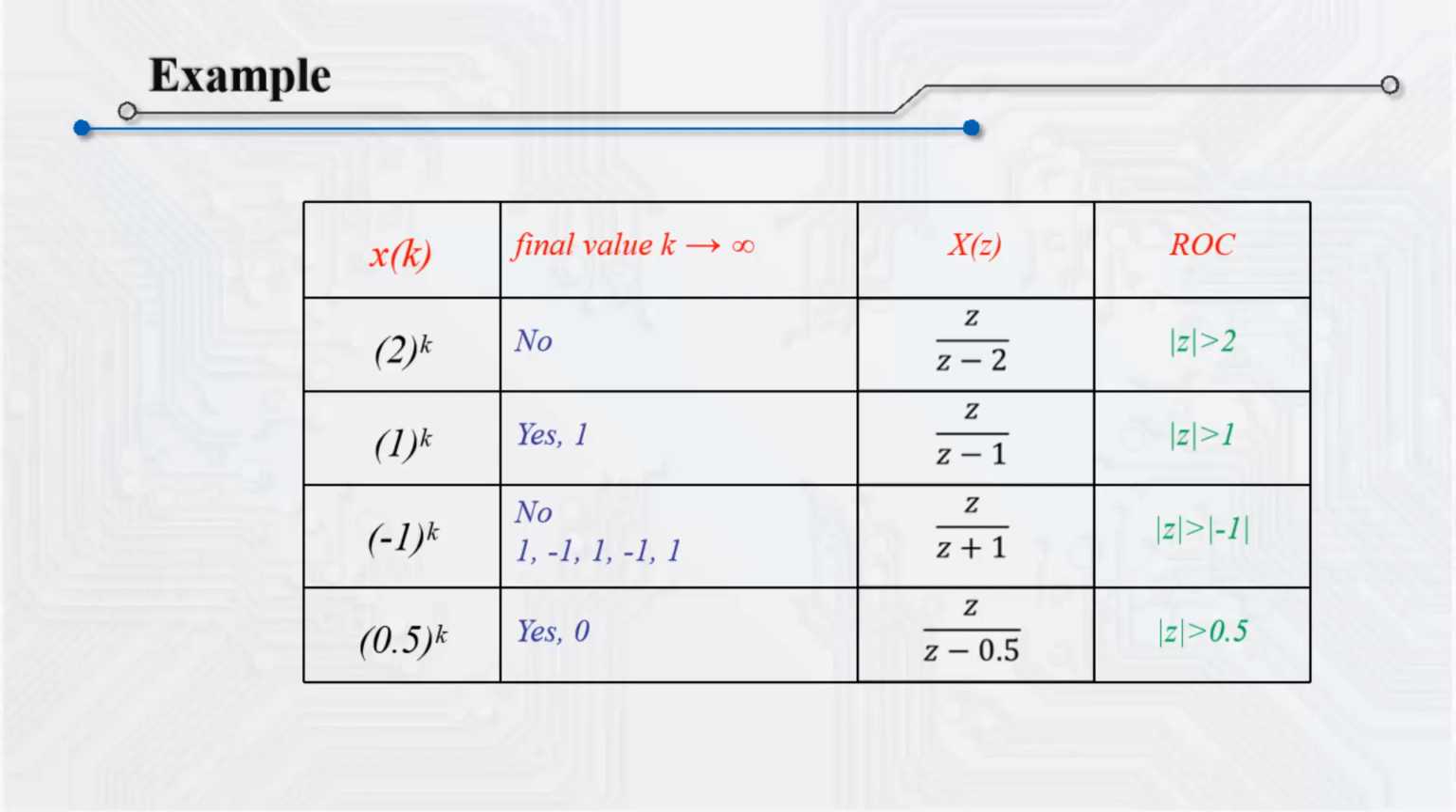Then we found that in the case of these sequences, the convergence domain has a different convergence radius. We can find that the modulus of z is greater than 1. In other words, the modulus of z is greater than 0.5. In both cases, the convergence domain contains the unit circle. We find that its final value exists. So, is there such a rule?